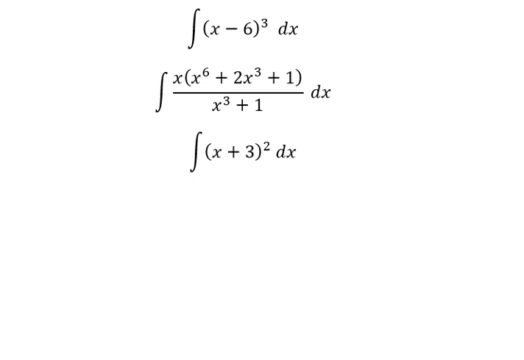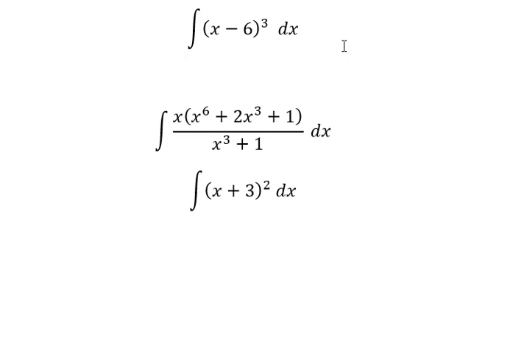The topic today is about integration. So now I will show you how to answer. We have the formula in here.